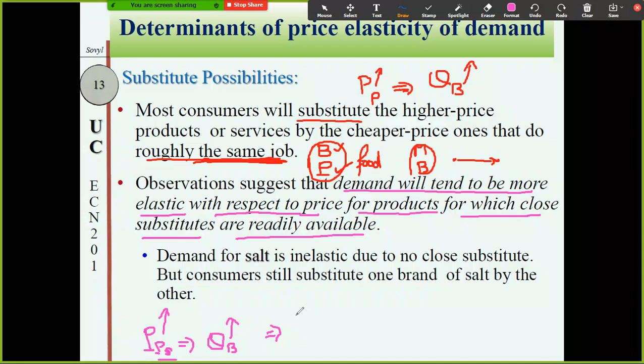If they cannot find burger easily, they still consume pizza. But the way that they consume pizza drops down, but not too fast, slowly, because they cannot find burger easily. Slowly means less elastic or inelastic.